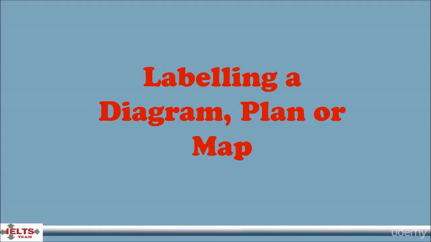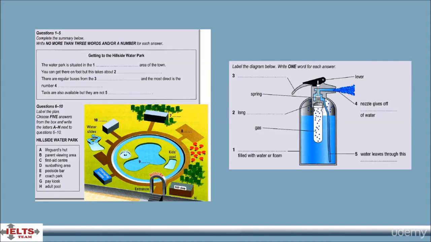A very common question type in section 2 is labeling a diagram, plan, or map, where you have to complete labels on a visual. You may have to select your answers from a list of questions on the question paper or identify the missing words from the recording which fit into the form, notes, etc. In this case, you should not change the words from the recording in any way and should keep the word limit stated in the instruction.